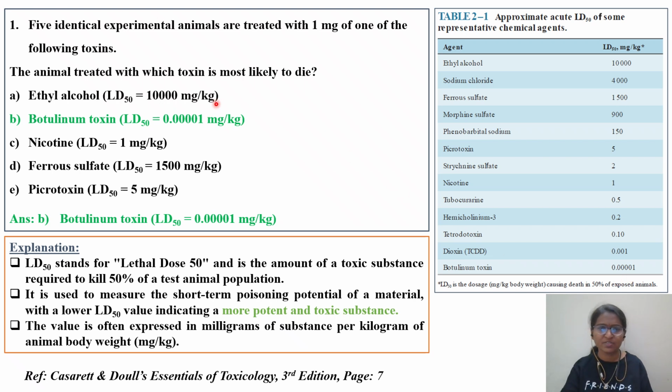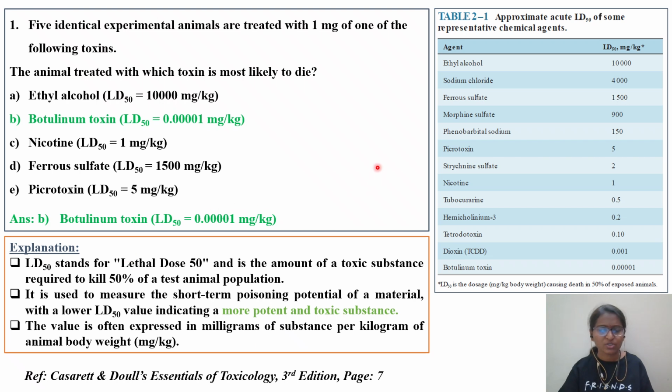These values are directly given in the table. Ethyl alcohol 10,000 mg per kg, botulinum toxin 0.00001 mg per kg, nicotine 1 mg per kg, ferrous sulfate 1500 mg per kg, and picrotoxin LD50 is 5 mg per kg. The right answer is botulinum toxin, because we need to identify the lowest dose which is causing toxicity.